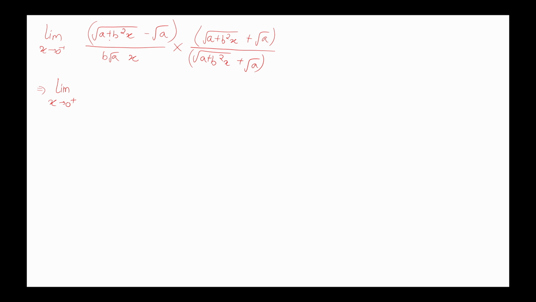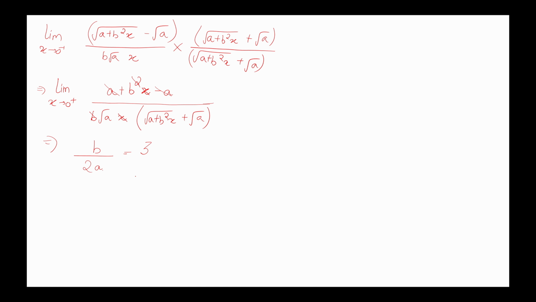So from here what are we going to get? This would become a plus b square x minus a, sorry, minus a. From here a and a would get cancelled out, and we would be left with b root a x into root under a plus b square x plus root a. So from here x and x would also get cancelled out, b and b would also get cancelled out, and what are we going to be left with? B by, if I put x to be 0, this would become 2 root a, so this would be 2a.